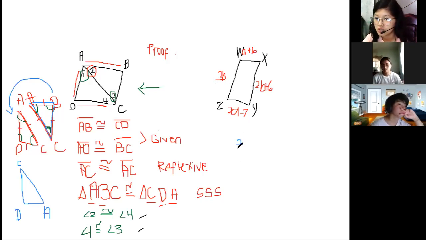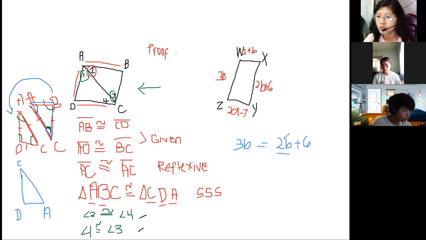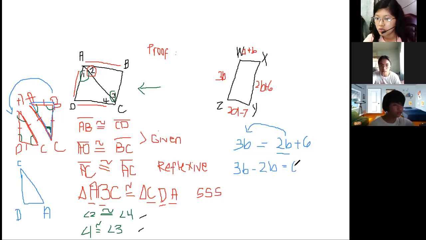So, since sabi natin yung opposite sides are congruent, we have 3B is equal to 2B plus 6. So, for us to get the value of B, ang kailangan natin is combining like terms. So, dito sa right side, yung 2B, ililipat natin siya to the left side. So, magiging 3B, and then yung positive 2B magiging negative 2B equals 6. And 3B minus 2B is equal to B equals 6. So, nakuha na natin yung isang value ng isang variable. So, we have B is equal to 6.